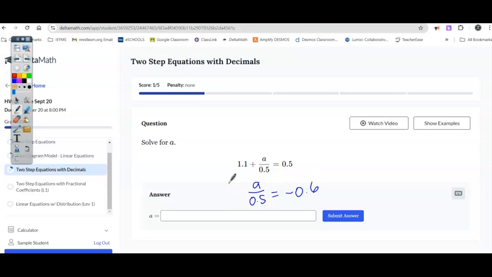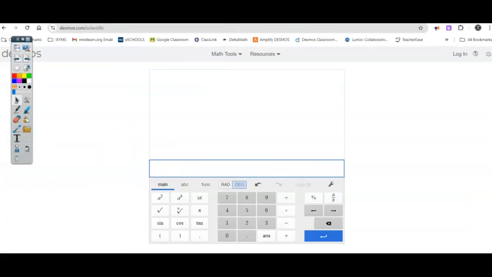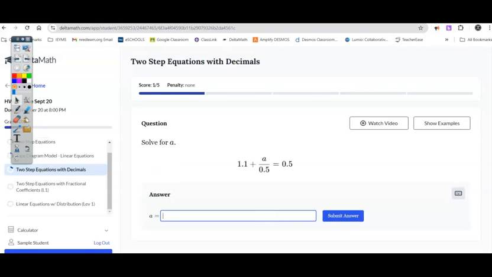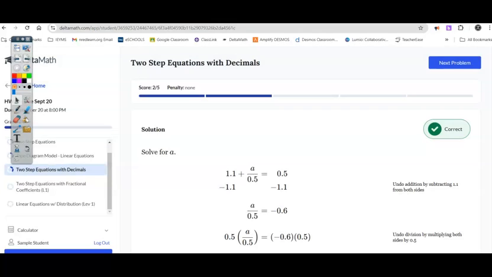And now I'm going to multiply both sides by my coefficient. Negative 0.6 times 0.5. Back to my calculator. Negative, which is the subtraction sign here, negative 0.6 times 0.5. And I get negative 0.3. Type it in your answer box and submit.